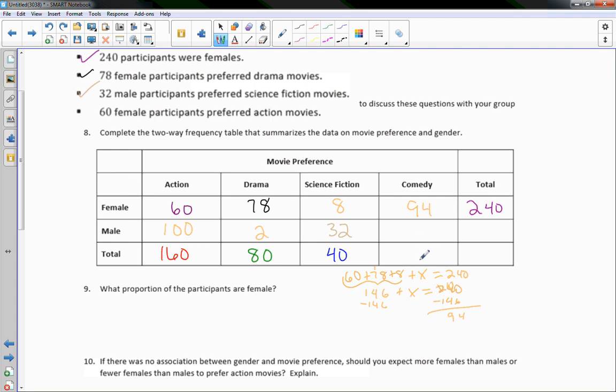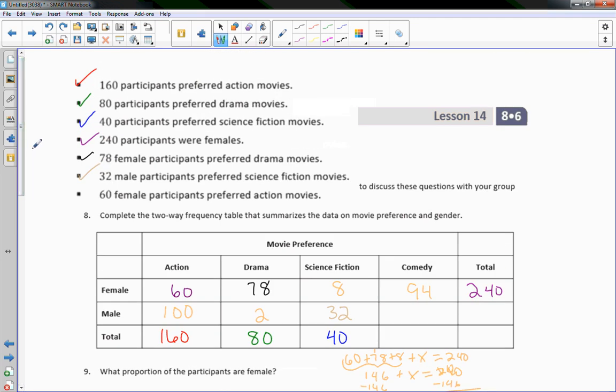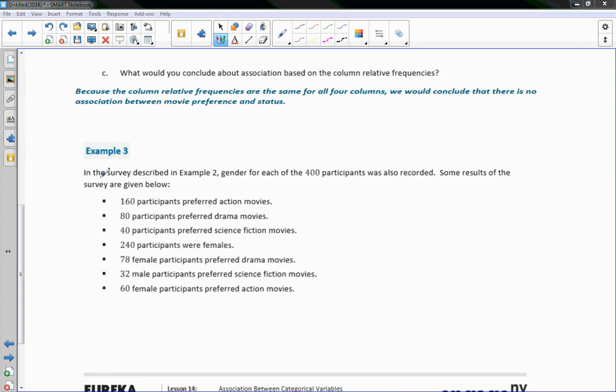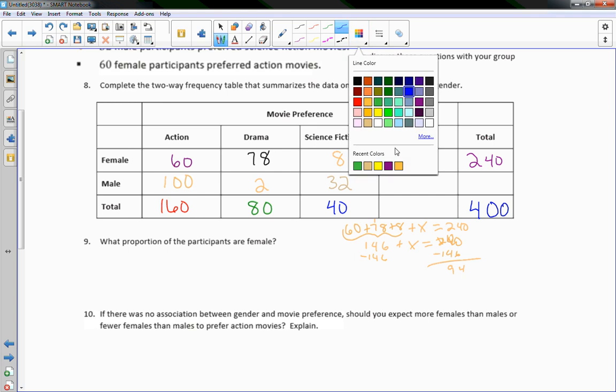So I'm missing 2 values here, missing 2 here, missing 2 here. Do we know a total? Okay, going back, it says here, in the survey described in example 2, gender for each of the 400 participants. So there's the piece we were missing. 400 total participants. So I'll just put that in this color. 400 was also given. Because there was no way to finish that with the values as they were set up.